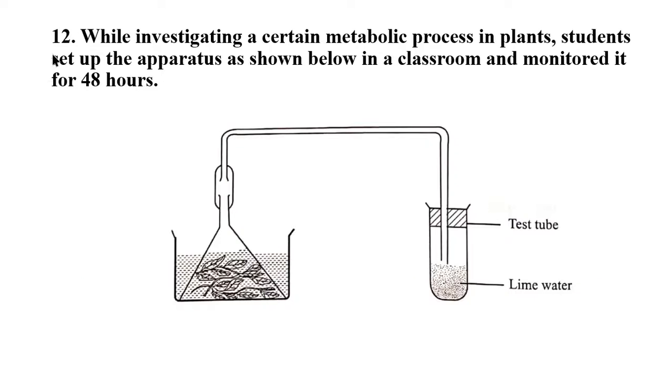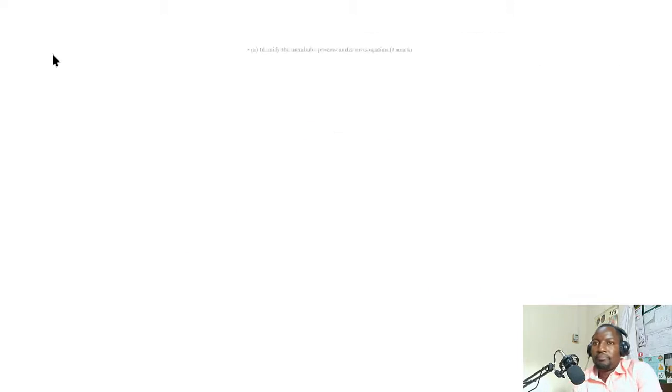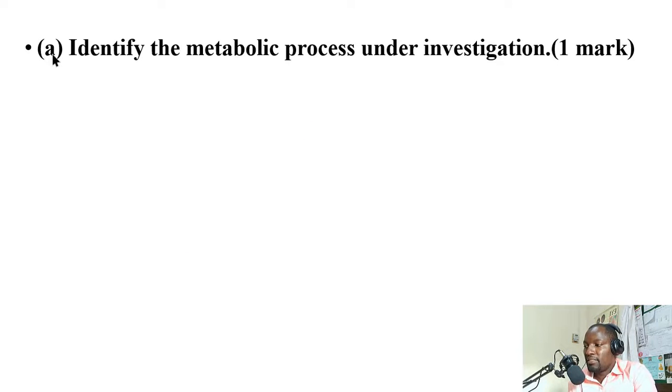While investigating a certain metabolic process in plants, students set up the apparatus as shown below in a classroom and monitored it for 48 hours. What we have here are plants, and a test tube which has lime water in it. The name for lime water is actually calcium hydroxide. Identify the metabolic process under investigation. So this is respiration.